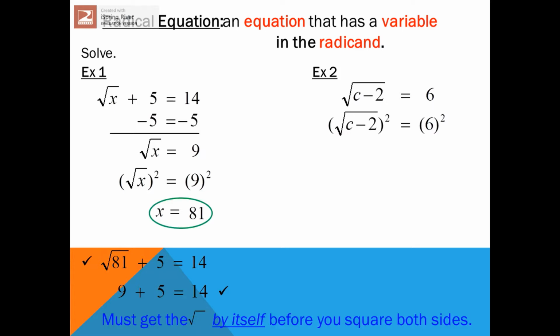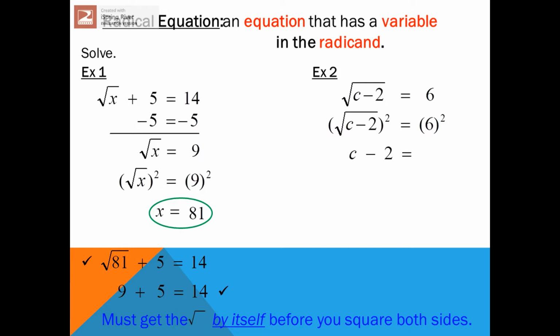Next, we have example 2: square root of c minus 2 equals 6. How to remove the radical sign? To remove the radical sign, we need to square both sides of the equation.